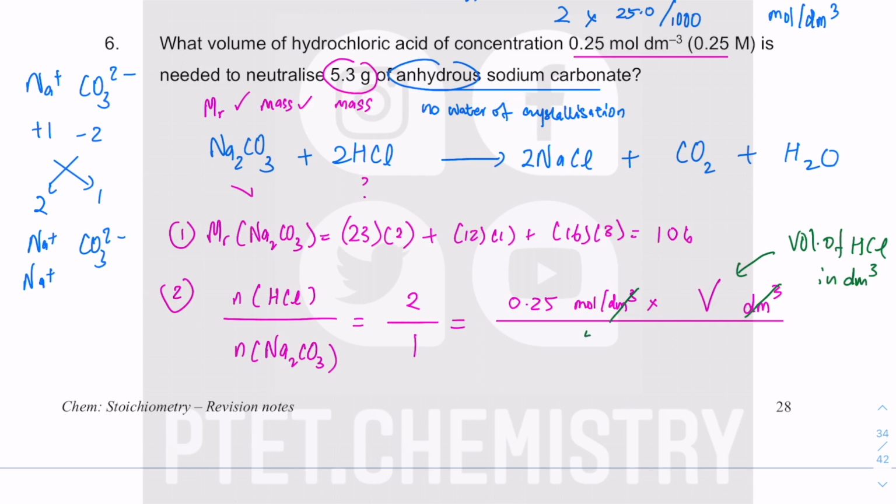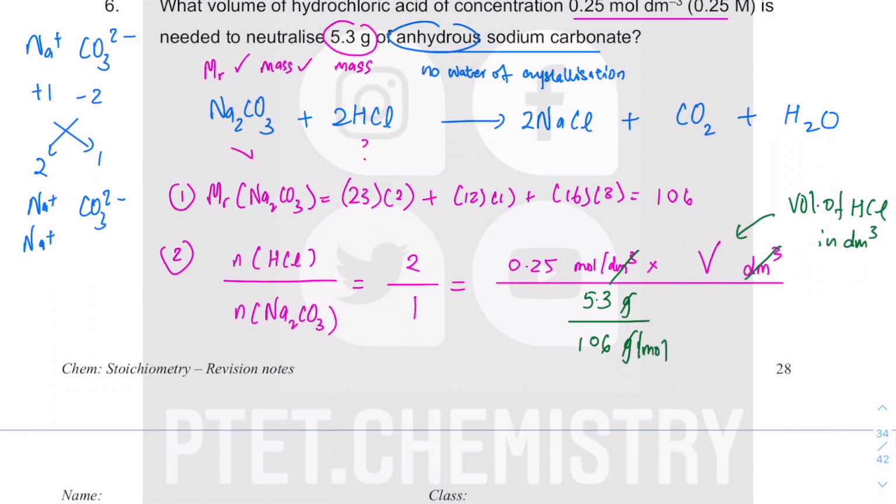And then at the bottom, I have the mass of the sodium carbonate. So I'm given the mass. So mass over the MR, which is 106 gram per mole. So the gram cancel out. So what we will get, if I have enough space, I think I do, is volume is equal to 2 times 5.3 over 106. That is on top. And then at the bottom, I'll bring down the 0.25 and the 1 down there.